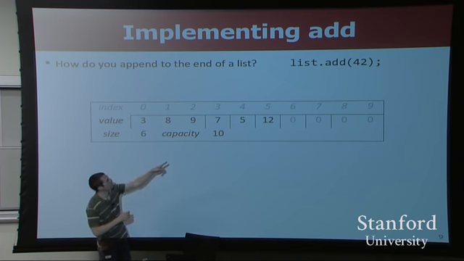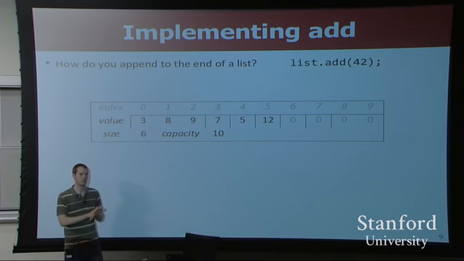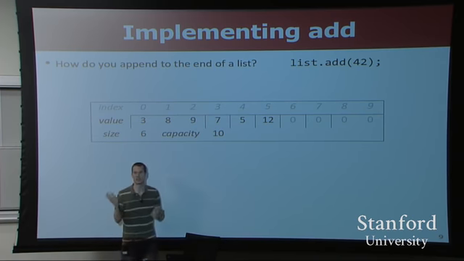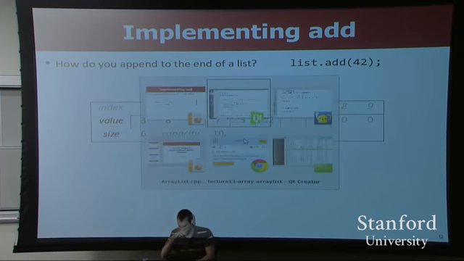Okay, so go to the next index, the 6th index in this case. So go to index number size, basically, and then set that to store the new value that they're passing in, 42. OK, great. Is there anything else I need to do? Yeah. I have to increase the size to become 7, because now there are 7 things stored at indexes 0 through 6, right?